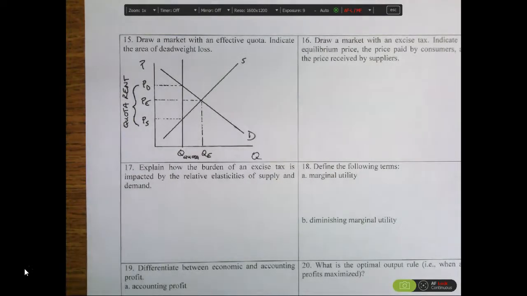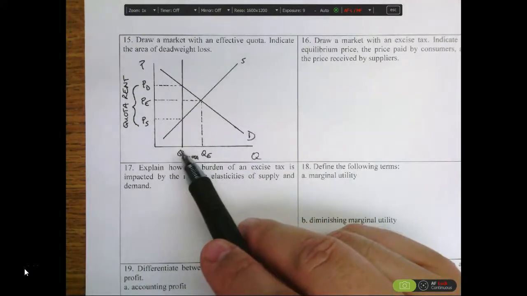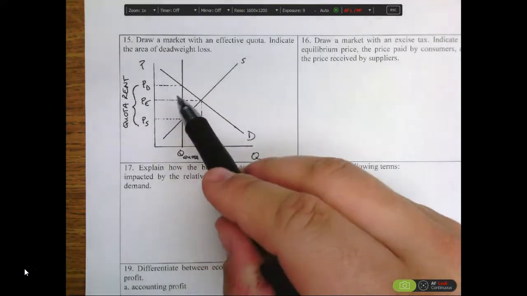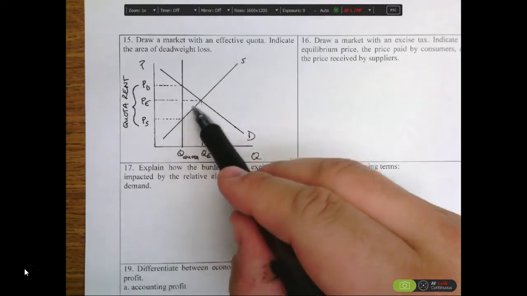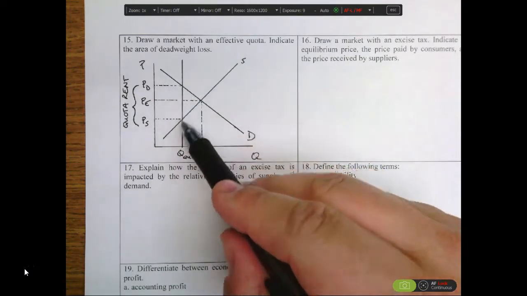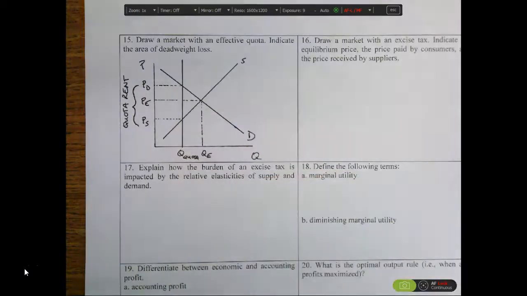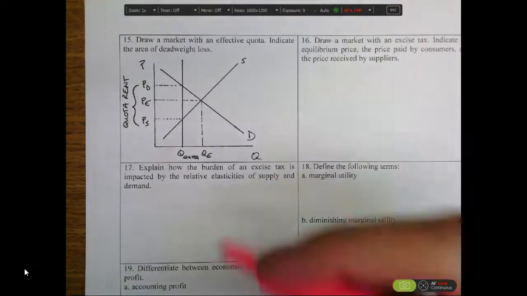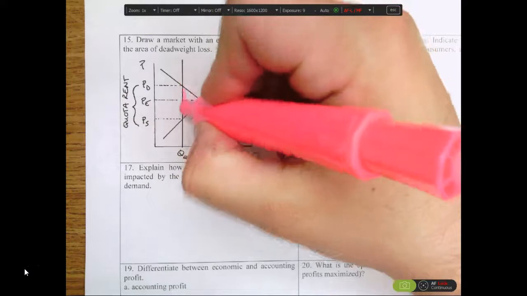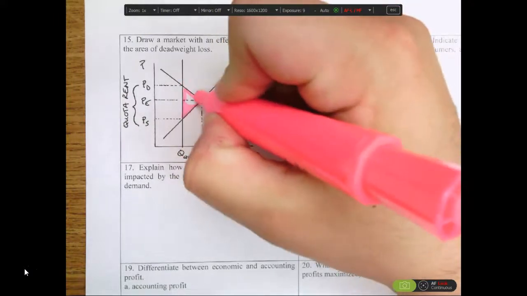And then when you're looking for deadweight loss, it is the loss in surplus caused by a diminished quantity from equilibrium. So we were going to have equilibrium at QE. Now we're at Q quota. And so this triangular area is all of the producer and consumer surplus that's lost by having an output less than what is socially optimal or efficient. And so the deadweight loss is this area here that's being colored in pink.